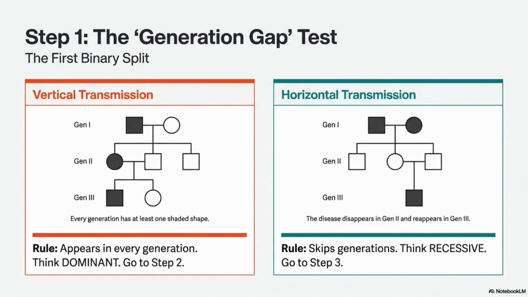Step 1. The generation gap test. The question you need to ask here is, does the disease appear in every single generation, or does it skip generations? If it appears in every generation, think dominant and go to step 2. If it skips generations, think recessive and go to step 3.